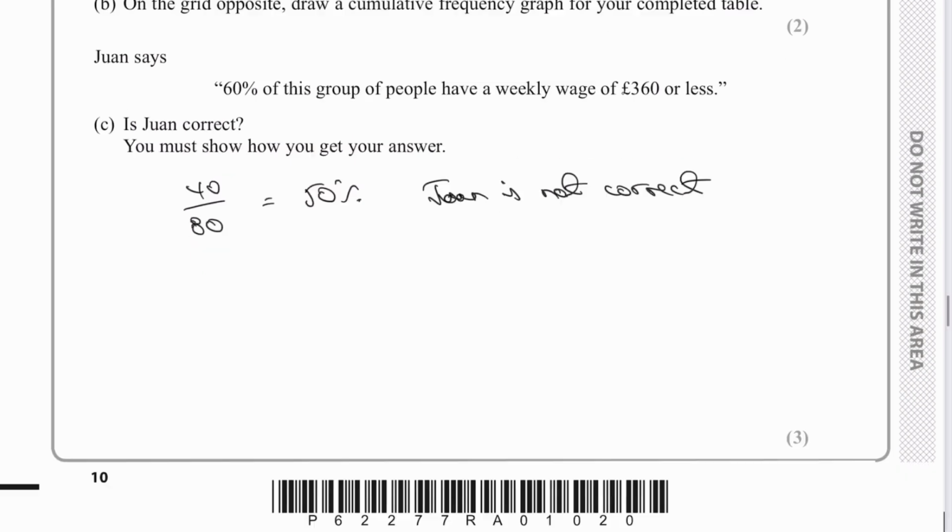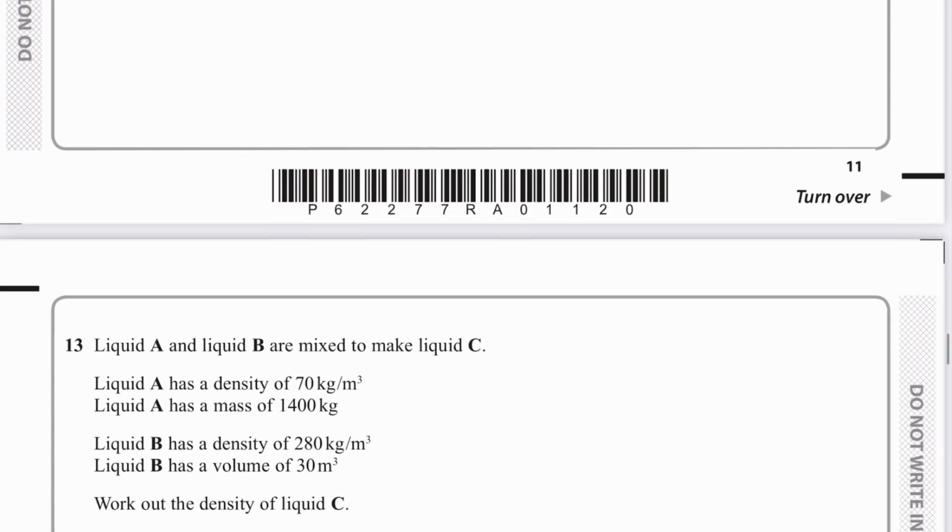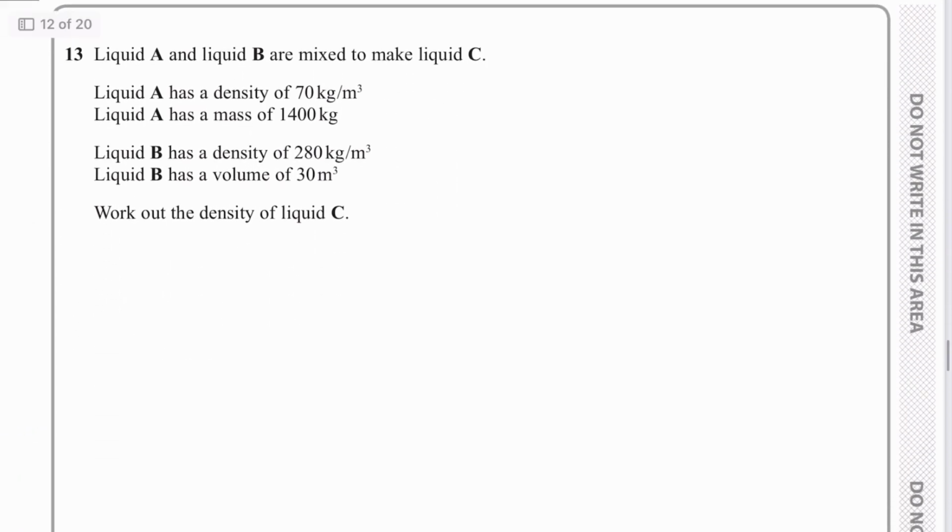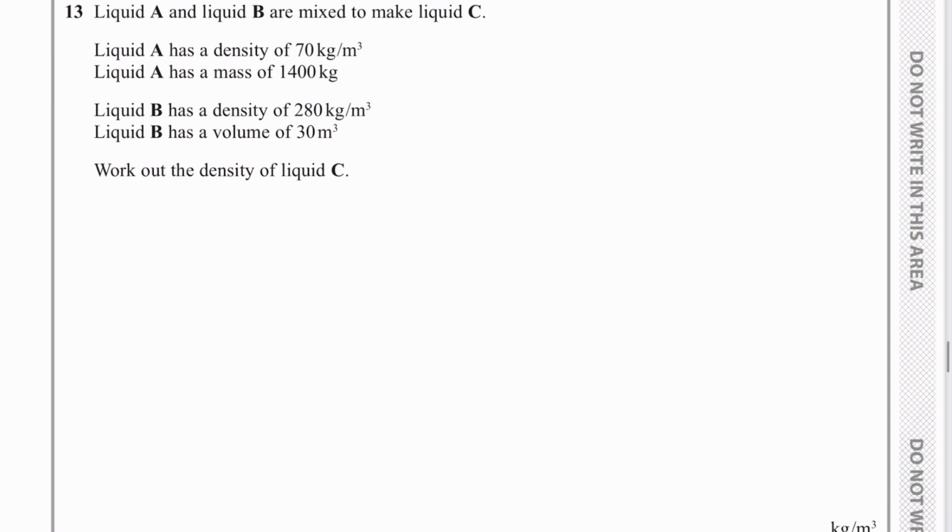Let's move on then to part 13 of this particular paper, and this is a density one, very popular, and really it's just a case of applying the formula. So if we look at liquid A, well, we can write that density equals mass divided by volume, and I would try to encourage you to make sure you always write the formula. I keep saying this on all of my videos. It's important to write the formula every single one.